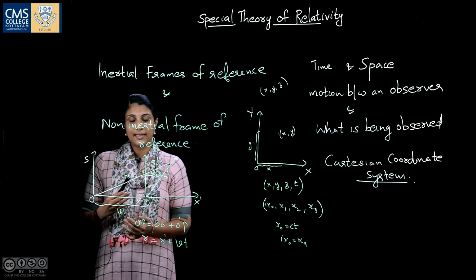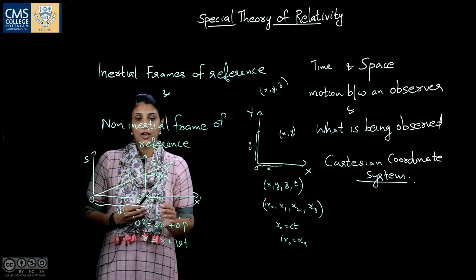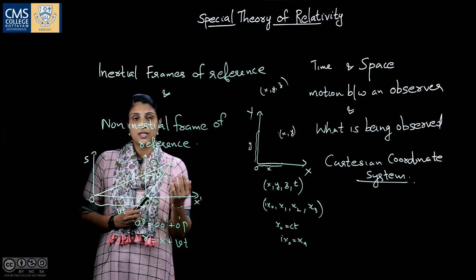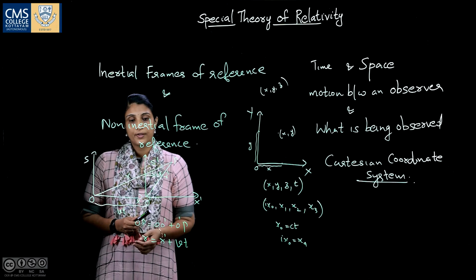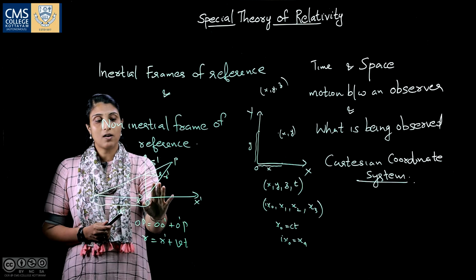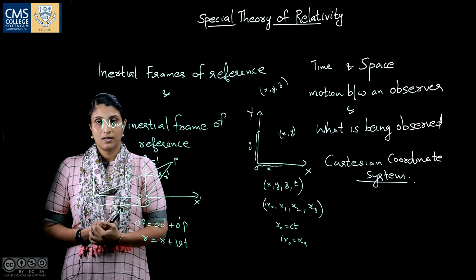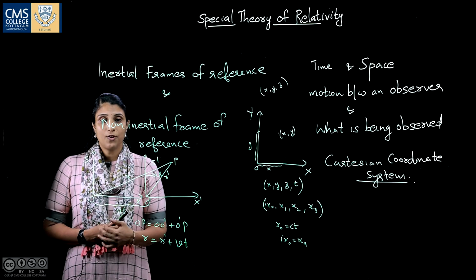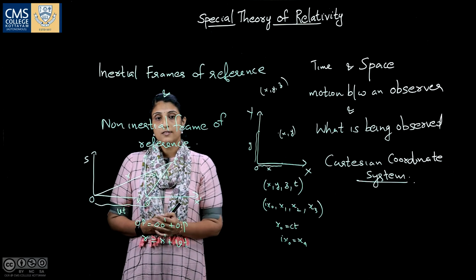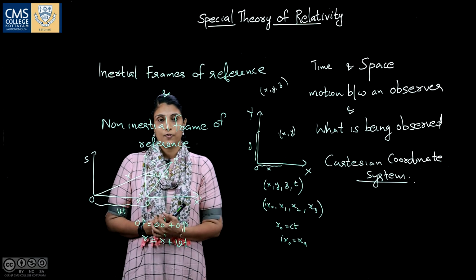So we are going to show the fact that a frame of reference that is moving with a constant velocity with respect to an inertial frame is also an inertial frame of reference. This S dash is a frame which is moving with a constant velocity v with respect to the inertial frame S. We are going to prove that any frame of reference that moves with a constant velocity v with respect to the inertial frame is also an inertial frame of reference.